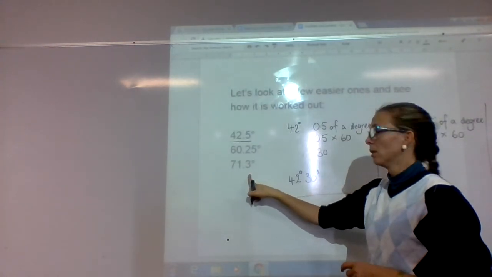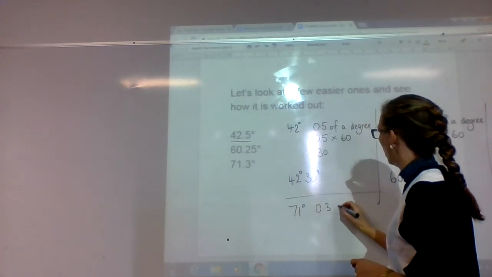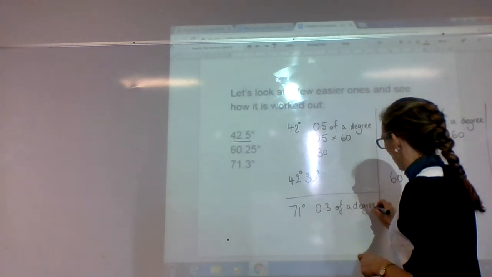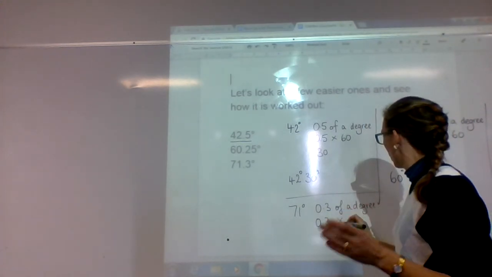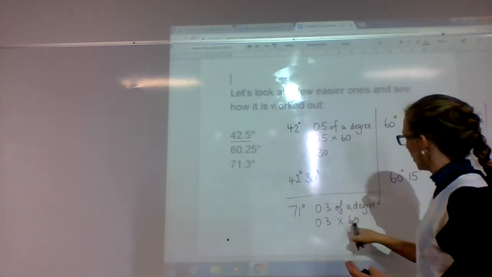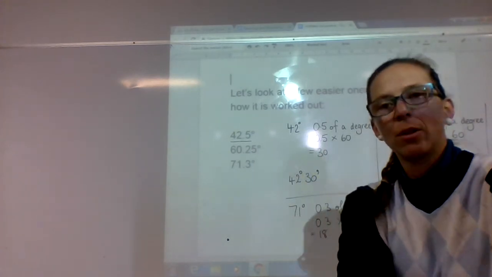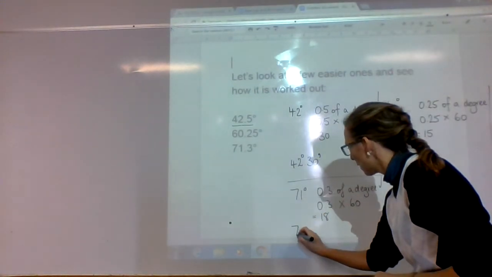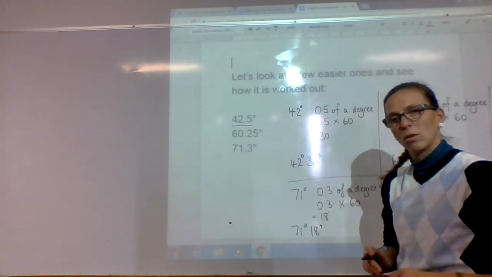All right, let's try something different. 71.3 degrees. Right, well, that's 71 degrees and 0.3 of a degree. Let's follow our pattern. 0.3 of, which means times, a degree. There are 60 minutes in a degree. 0.3 times 60 is equal to 18. So that would be 71 degrees and 18 minutes.